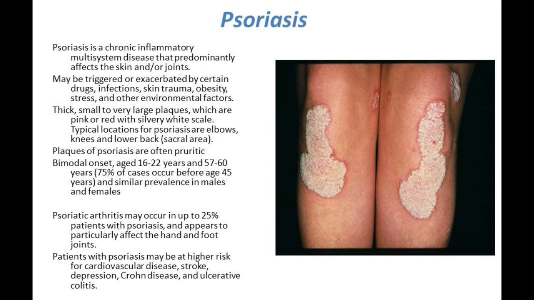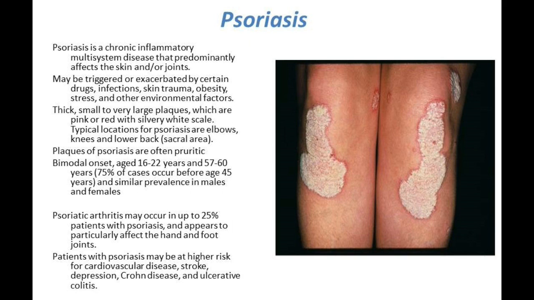Psoriasis. Psoriasis is a common inflammatory multi-system disease that predominantly affects the skin and the joints. It can be triggered and exacerbated by certain drugs, infections, skin trauma, obesity, stress, and other environmental factors. So you have these really thick, small to very large plaques, which are pink, red, with silvery white scales. Typical locations for psoriasis are elbows, knees, and lower back, and plaques are usually quite intensely itchy.